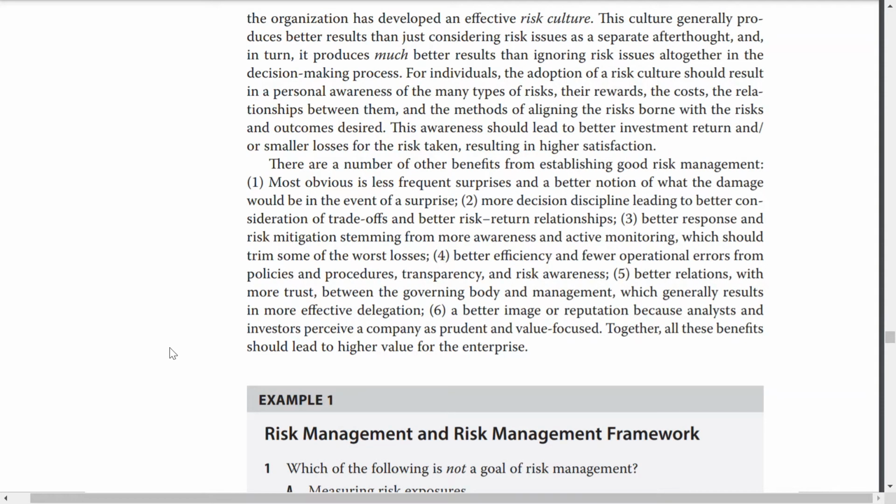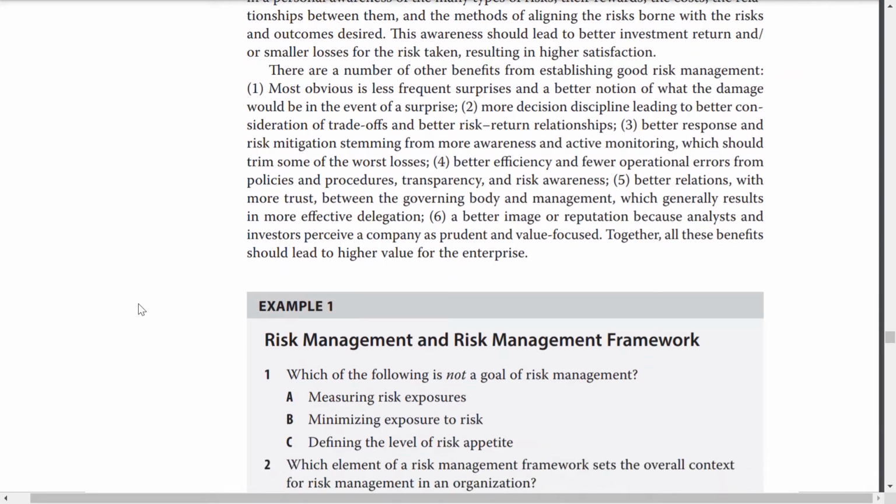Most obvious is less frequent surprises and a better notion of what the damage would be in the event of a surprise. More decision discipline leading to better consideration of trade-offs and better risk-return relationships. Better response and risk mitigation stemming from more awareness and active monitoring, which should improve policies and procedures, transparency, and risks. Better relations with more trust between the governing body and management, which generally results in more effective delegation. A better image or reputation because analysts and investors perceive a company as prudent and value-focused. All these benefits should lead to higher values for the enterprise.